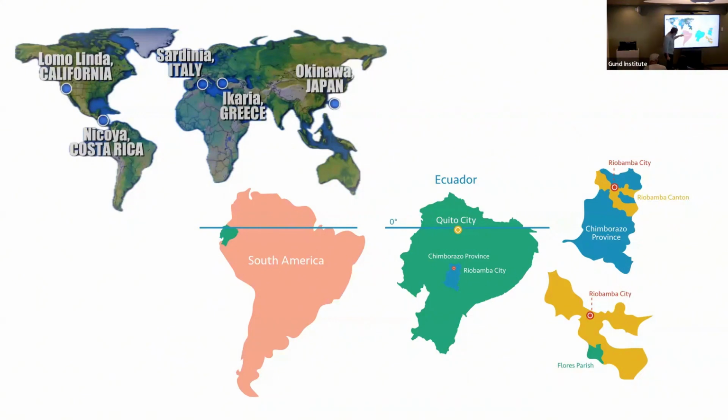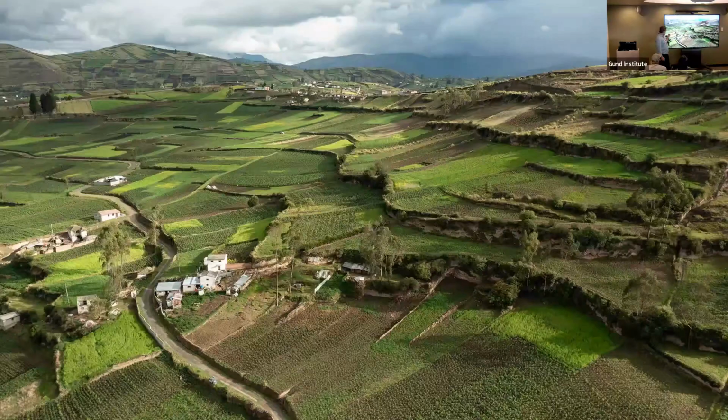And it's a very small community, so we scale down up to Riobamba city, and this is important to have a sense of the Riobamba Canton, this yellow area, because one of the parishes, a small administrative area, is the Flores parish. Caliata is one small indigenous community in the Flores parish.